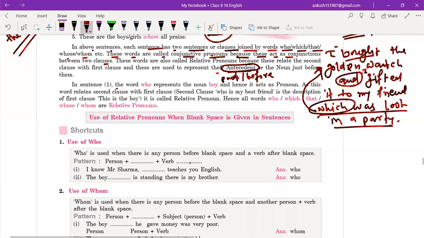Like the word who represents the noun boy, and hence it acts as pronoun here because who is relating boy with other words in a sentence. As this word relates the second clause with the first clause, that second clause, who is my best friend, and its description is this is the boy. Understood? That is why it is called a relative pronoun.